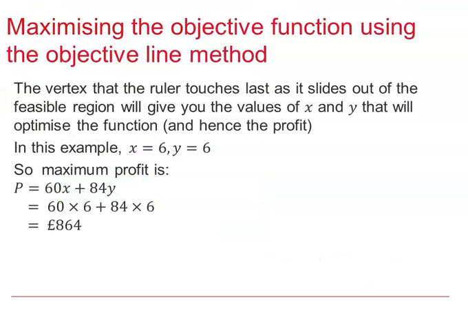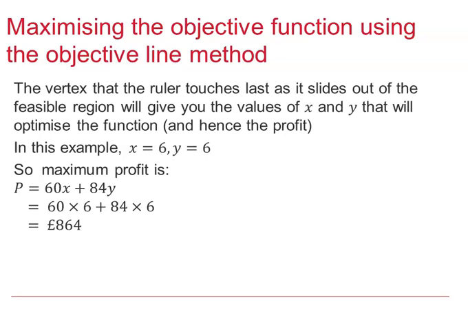The vertex that the ruler touches last as it slides out of the feasible region will give you the values of x and y that will optimize the function and hence the profit. In this example, as we found in the last video, x = 6, y = 6, and the maximum profit is found by putting these values into the objective function, with a result of 864 profit.